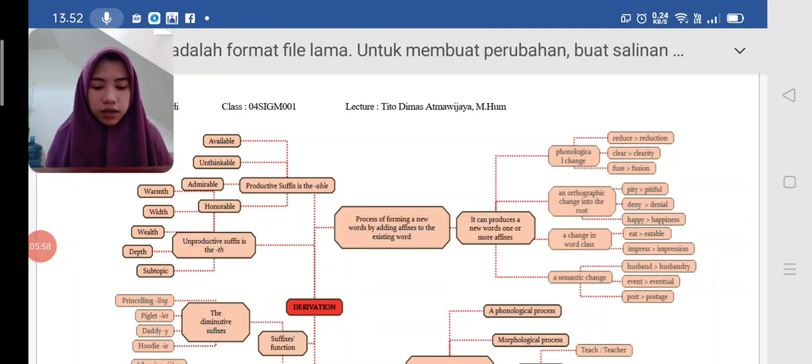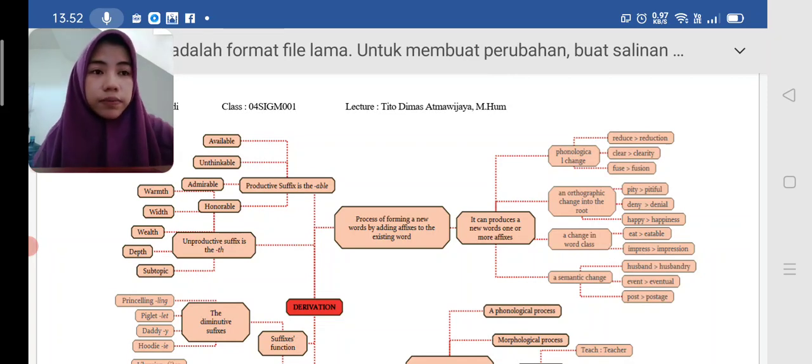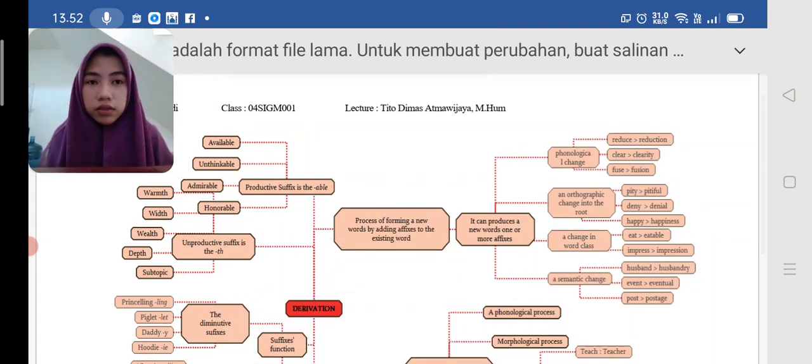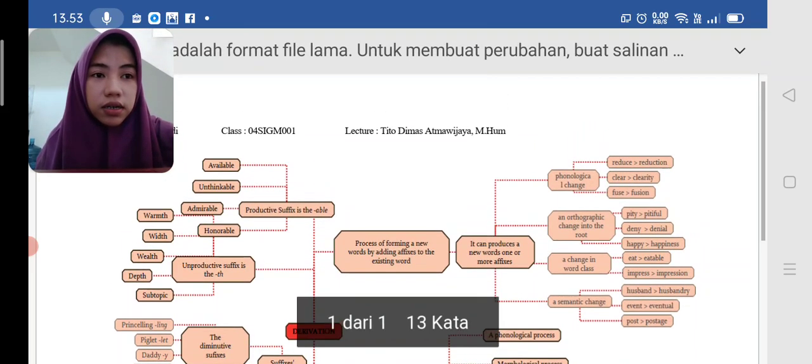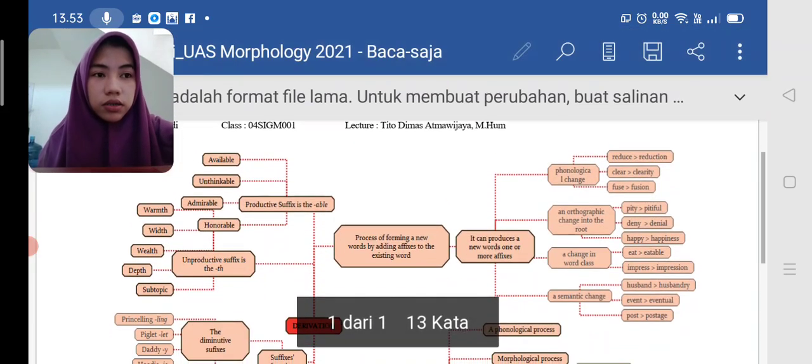I know you guys might have a question in your head: why, how can affixes be added to certain words? Okay, this is the answer. Not all words can take affixes, but not at all.